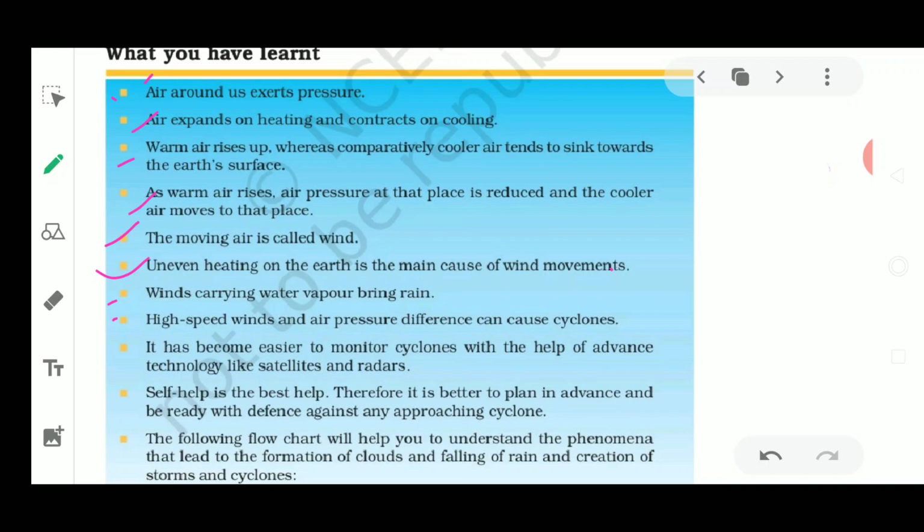Okay, next is that it becomes easier to monitor the cyclones with the help of advanced technology like satellites and radars. So these technologies are present, which are helping us to find out whether the cyclones are coming or whether any kind of natural calamity related to the wind is coming. So weather forecasting is always done with the help of the information given by the radars and the satellites, which come under the advanced technologies.